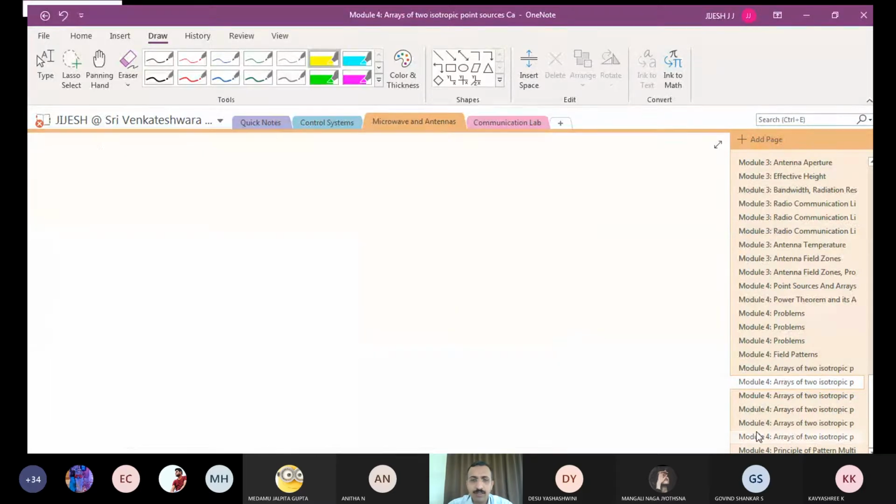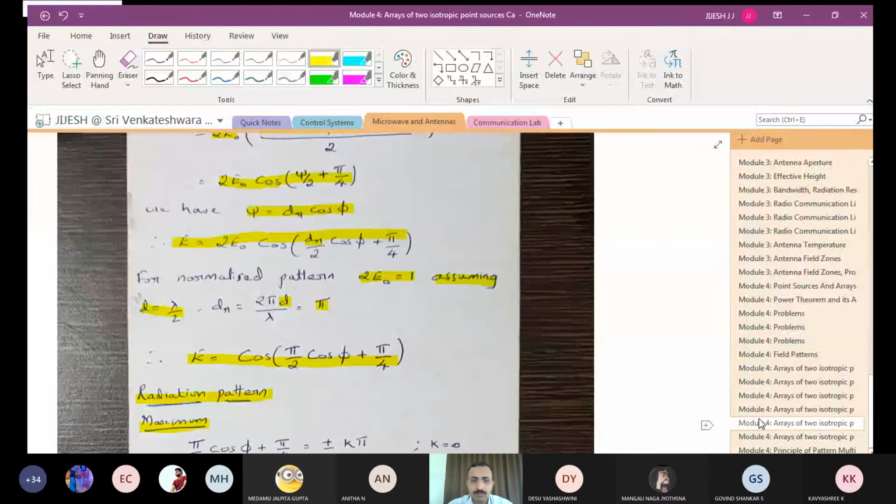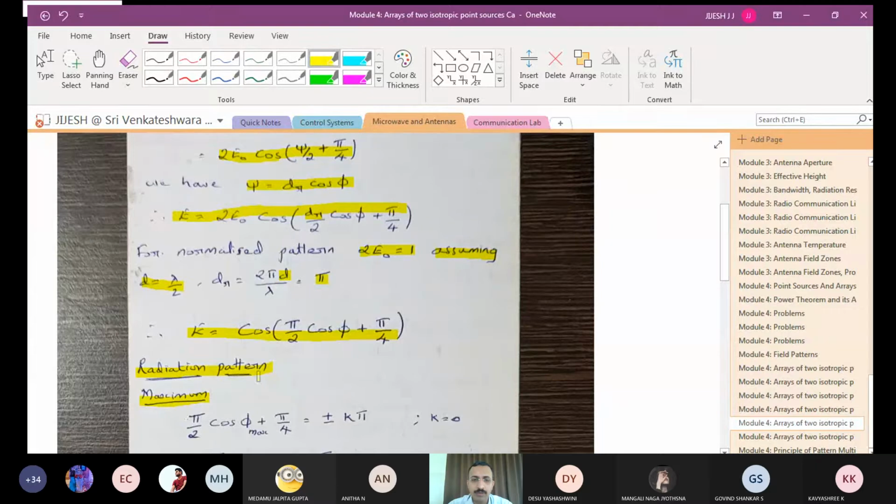So what we'll be getting further: pi by 2 cos phi plus pi by 4 is equal to plus or minus k pi. So I am going to use pi by 2 cos phi maximum plus pi by 4 is equal to plus or minus k pi. Here k is equal to 0. So when I substitute k is equal to 0, I can move ahead to find out the maximum value of phi. So phi maximum we can find out. What that indicates is that at that angle, you are going to get the maximum value.